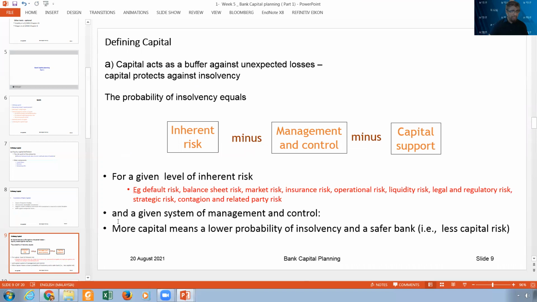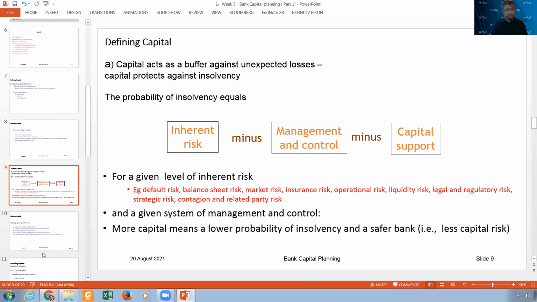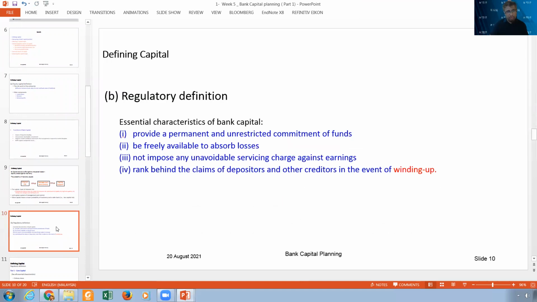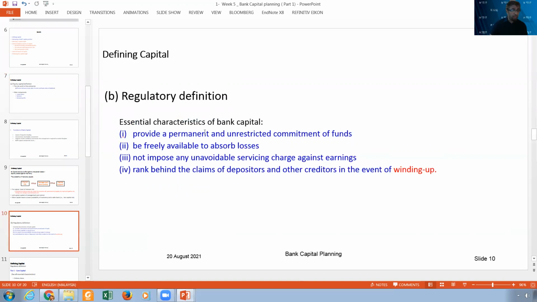Now, this is just to explain what I just said here, which means for a given system of management and control, more capital means a lower probability of insolvency and a safer bank. We understand that because it buffers any losses and it doesn't take us to bankruptcy. Now, this is the interesting point, which is the regulatory definition, which I think is new for you. What is it? Regulatory definition, which is different from this definition, which is the equity. Equity, we know it's just the difference between the assets and liabilities. But those guys are talking about something else.